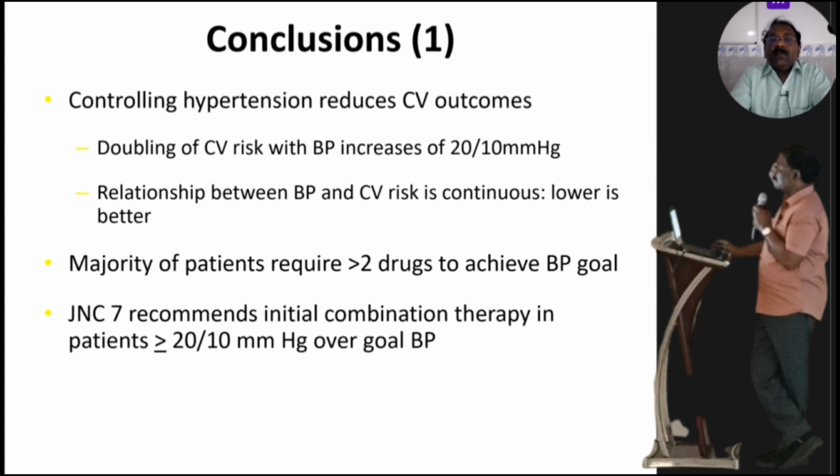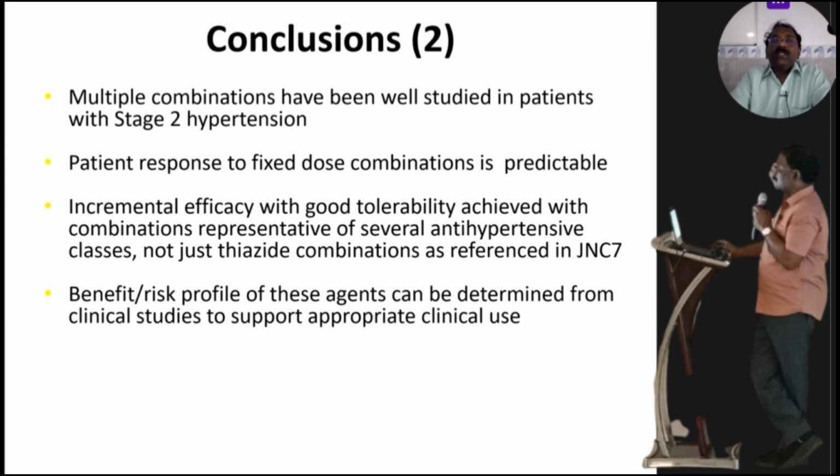Majority of the patients require 2, 3 or 4 drugs to achieve your BP goal. Multiple combinations have been well studied. Patient response to the fixed dose combination is predictable. Incremental efficacy with good tolerability is achieved with combinations representative of several antihypertensive medications, not just the thiazide combinations. Benefit risk profile, this is very, very important. Whenever you give polypharmacy to a hypertensive patient, you should know the risk versus the gain. When the gain is more, you update the dosages.